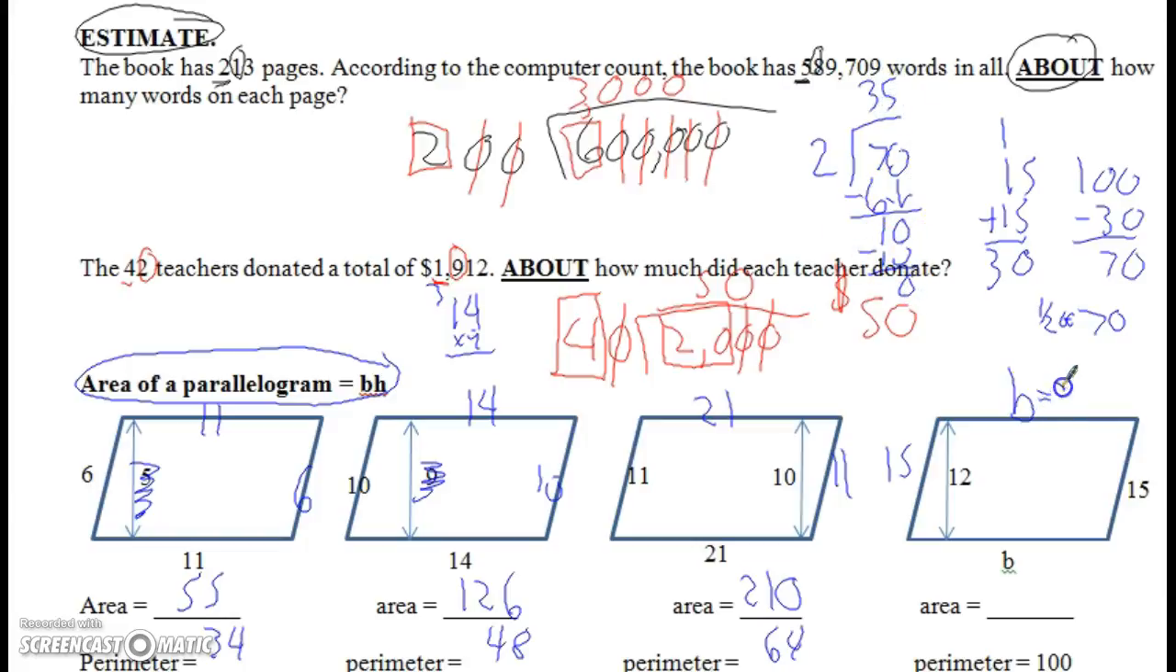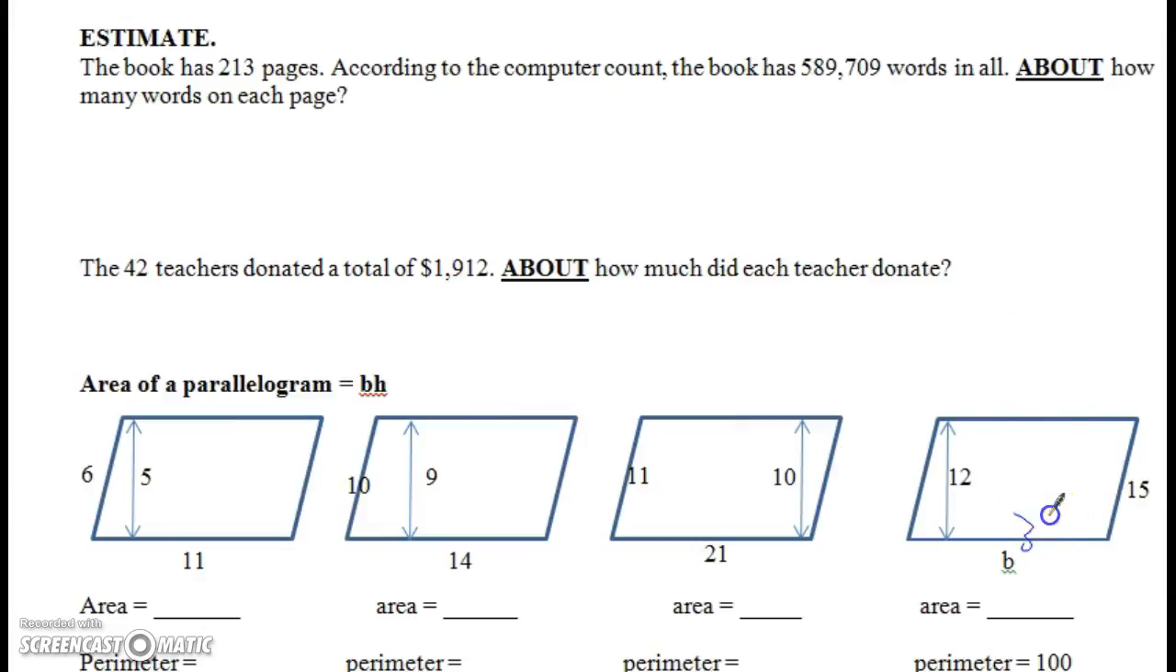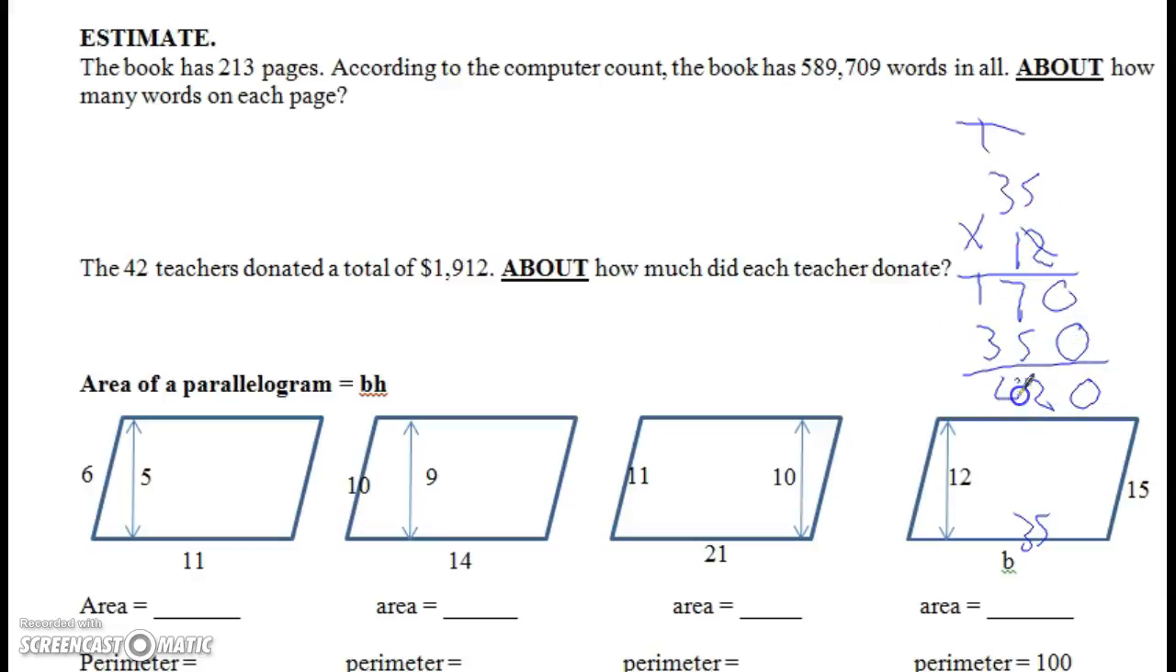So B equals 35. And now that I know B equals 35, I can find the area by doing base times height. So I'm going to have 12 times 35. I'm going to wipe everything out here so I've got room. So I got 12 times 35. 2 times 5 is 10. Carry my 1. 6, 7. 1 times 5 and 1 times 3. 420 for area. And that's the answers to the study guide.